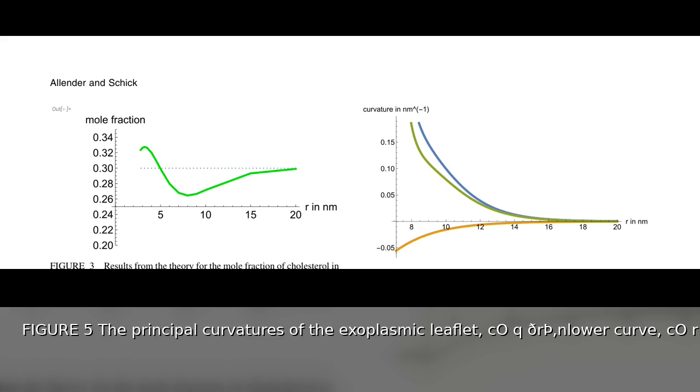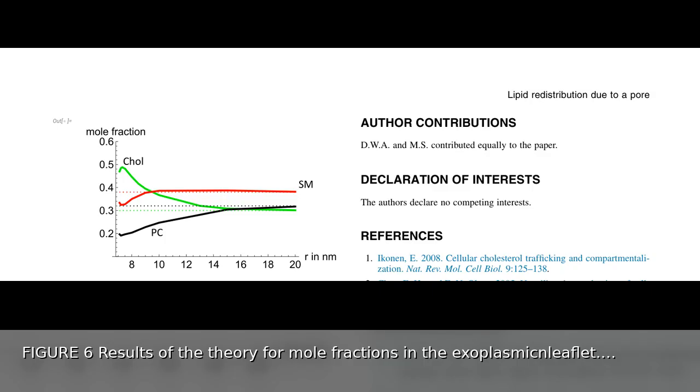This positive total curvature favors lipids with large head groups and small tail areas, less compatible with cholesterol, suggesting that cholesterol distribution will differ from the cytoplasmic leaflet. The authors interpret these curvature properties as underlying the lipid composition changes predicted in the exoplasmic leaflet. Figure 6 illustrates the mole fractions of cholesterol, sphingomyelin, SM, and phosphatidylcholine, PC, in the exoplasmic leaflet as functions of distance from the pore axis. Each component is compared against their respective baseline mole fractions in a flat membrane, indicated by horizontal dotted lines.